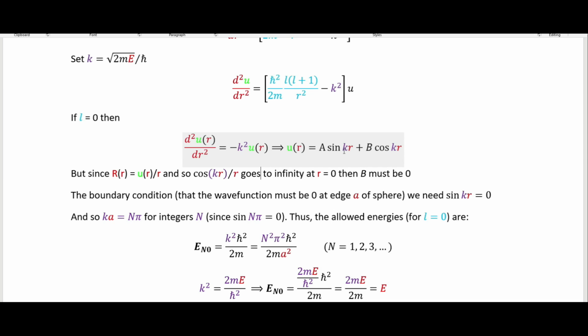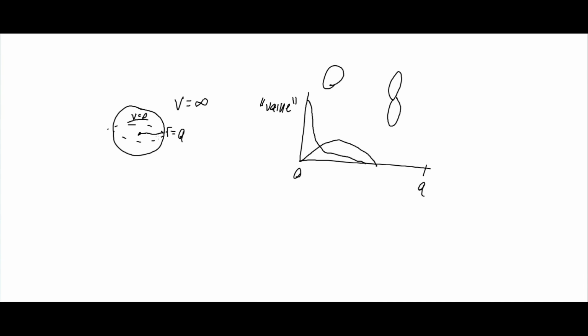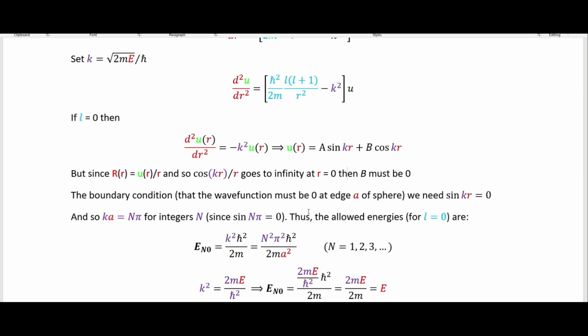But sine of 0, so when r goes to 0, that becomes 0, and so it does not blow up, because we just end up having 0 divided by 0. But anyway, the boundary condition is that the wave function must be 0 at the edge a of the sphere. Remember, we said that the wave function at the edge of the sphere must go to 0, which means that our sine of kr must be equal to 0 at the edge, because our wave function, which is what this is, needs to be 0 at the edge.